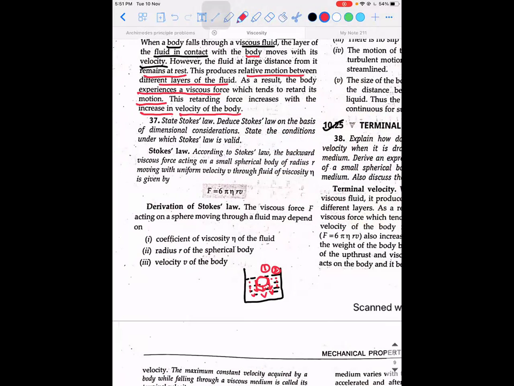Now we are going to see what is the actual force experienced by a sphere which is moving inside a liquid of viscosity eta. Now comes Stokes law into the picture. According to Stokes law, the backward viscous force acting on a small spherical body of radius r moving with uniform velocity v through a fluid of viscosity eta is given by F equals 6 pi eta r v. This is called Stokes law. So this is the amount of viscous force experienced by the solid. Make a note of it.